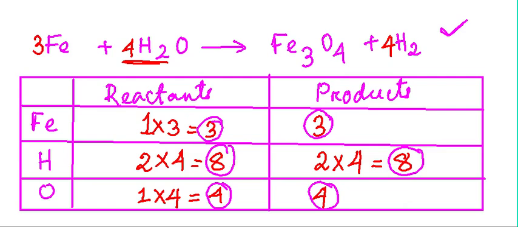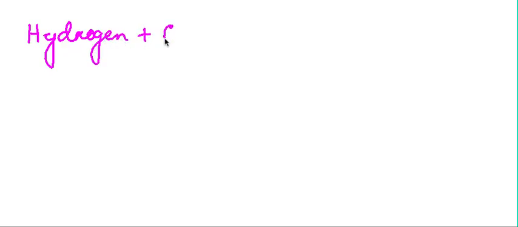Now when you get a word equation, what you are supposed to do? First you write the word equation, then you write the skeletal equation from that, and then you balance the skeletal equation. Now let's take an example of word equation and see how we can balance it. We'll take hydrogen plus chlorine, it gives you hydrogen chloride.